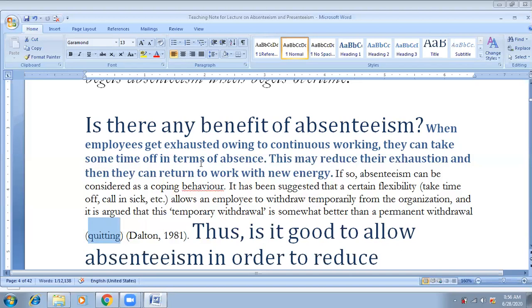The employee got unhappy or got tired, suffered from a serious amount of stress, and in order to get a rest, the employee decided to be absent. Then after maybe 2 days, the employee hopefully becomes normal, and can come to work with new energy. That is a benefit of absenteeism.